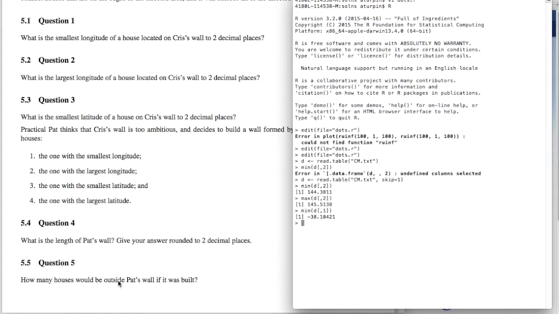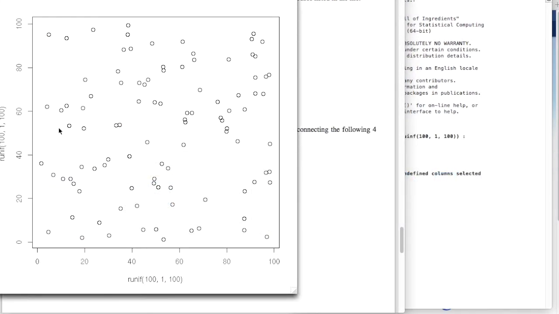Question 5 is the really tricky one. How many houses would be outside Pat's wall if it was built? So going back to our little example here, if there was a line going from this dot here up to this dot here, then we can count there's 1, 2, 3, 4, 5, 6, 7 points falling outside the wall on that angle. Then we know that we're going to connect from here down to here, and then we've only got 1 point. And then from here over to here, maybe it's about 10 or 15 points, and here to here, another 10 to 15 points. But how do we find these points algorithmically?